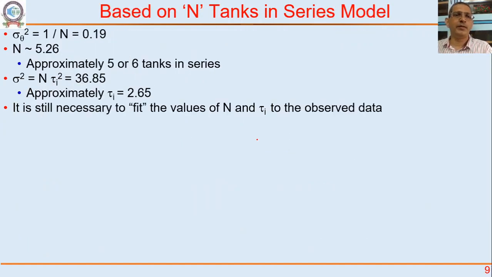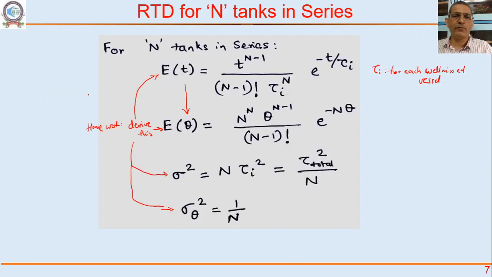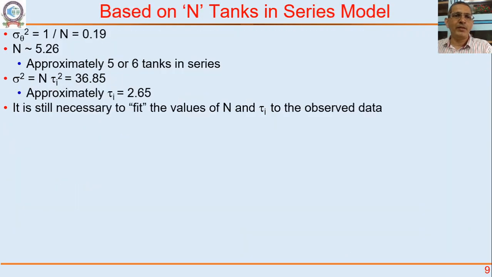Okay, here is the analysis. First of all, in our experimental data, we have got sigma theta square is 0.19. Recall, for tanks in series, sigma theta square is 1 by n. That means 1 by n equal to 0.19, so n is equal to 5.26. That means our experimental RTD is already telling us that this is going to behave like 5 tanks in series or like 6 tanks in series. You can't have a fraction of a tank, right? It is either 5 tanks in series or 6 tanks in series.